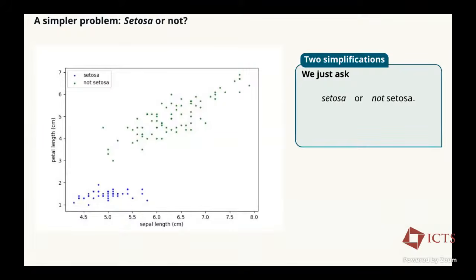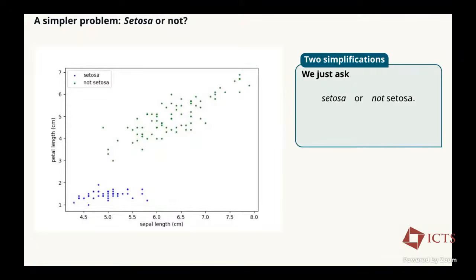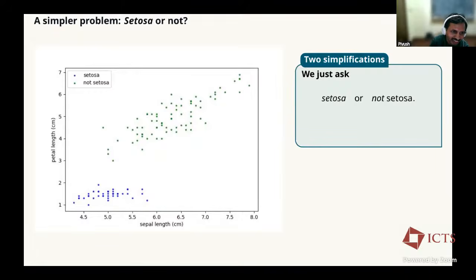Sir, we can see that for setosa, the petal lengths are lower than 2.5, and for not setosa, they're more than 2.5. Yeah, good, you're right. So you'd say: is the petal length bigger than 2.5? Geometrically, how will you represent that?